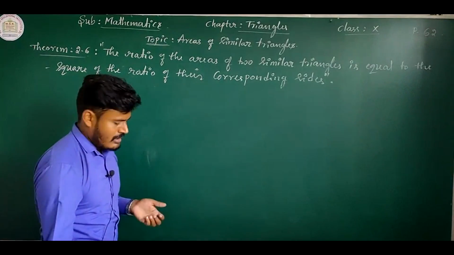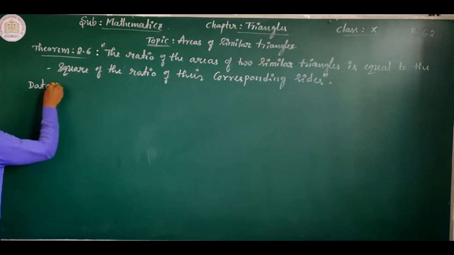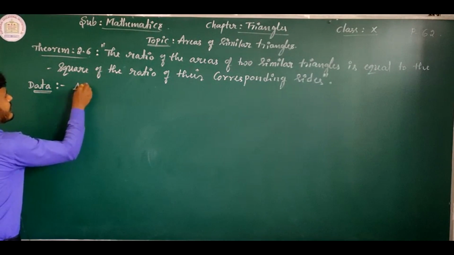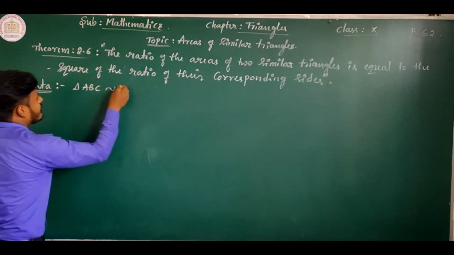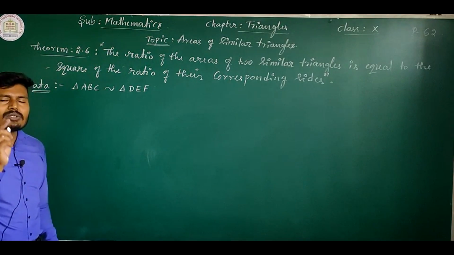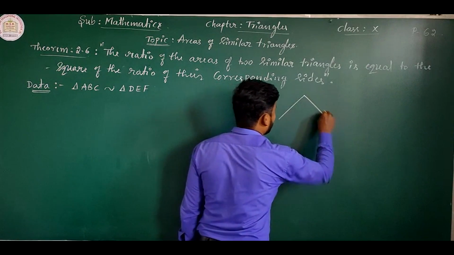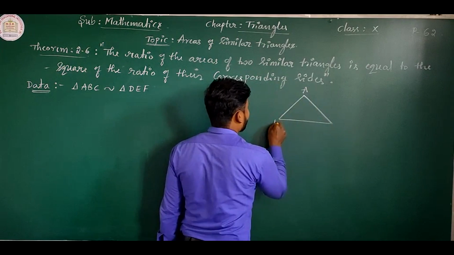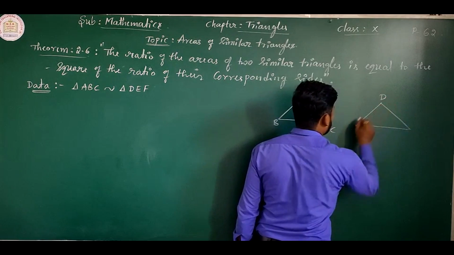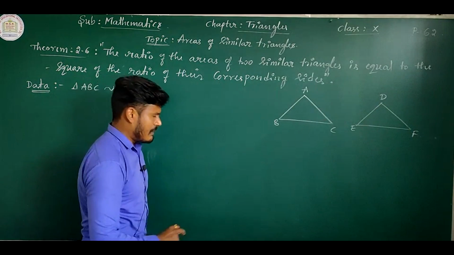You just observe here. First of all, we know about data first. So data, or it may also be called given information. So in the data section we know that triangle ABC is similar to triangle DEF, because in the statement those two triangles are given to be similar to each other. You just draw two triangles here, ABC, and you just consider one more triangle, that is DEF, right? These two triangles are similar.